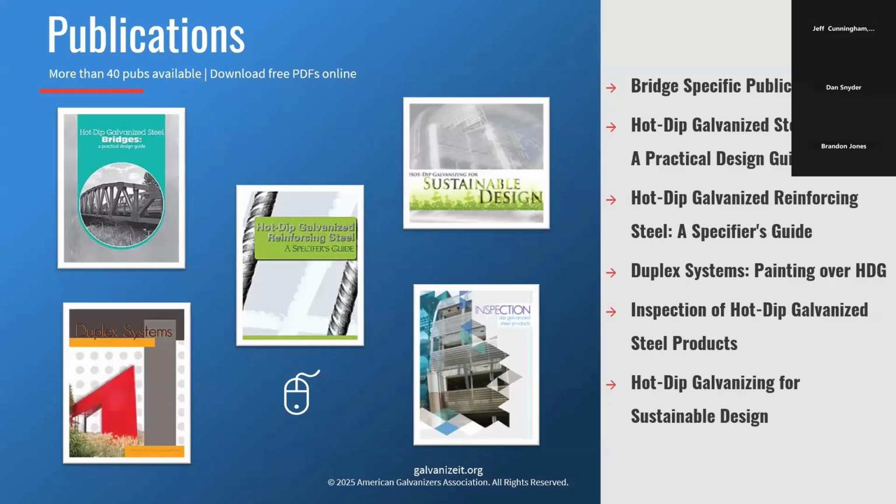All right, publications, another great resource for everybody. We have over 40 different pubs available, all free downloadable PDFs online. Some good ones that I highlighted are bridge specific publications, like Galvanized Steel Bridges: A Practical Design Guide. We have a ton of stuff on reinforcing steel, so rebar. Duplex systems, which is paint or powder coat over galvanized steel. A lot of times we do that in harsher climates, or maybe it's right over a river or something. And then inspection of products, and then sustainable design as well.